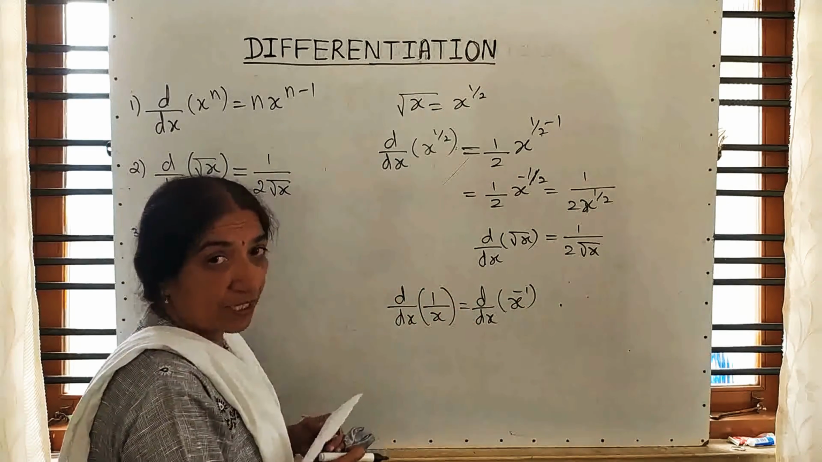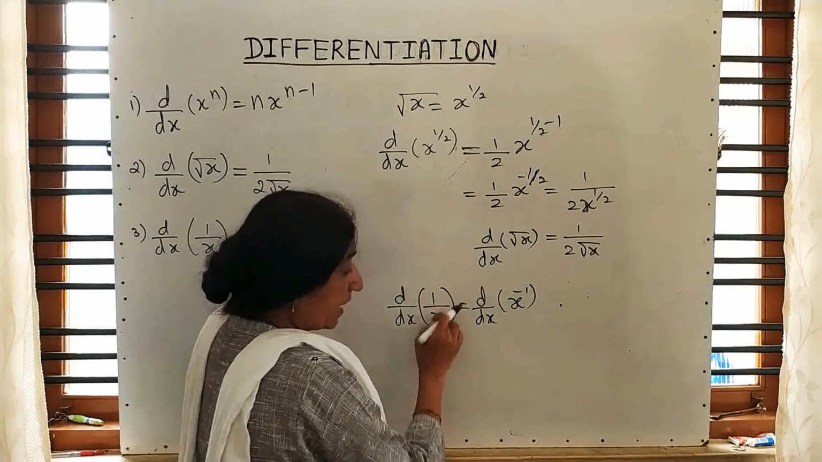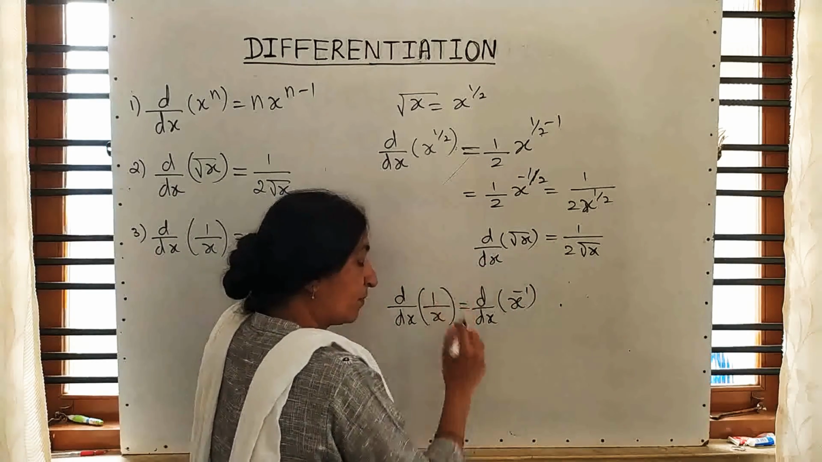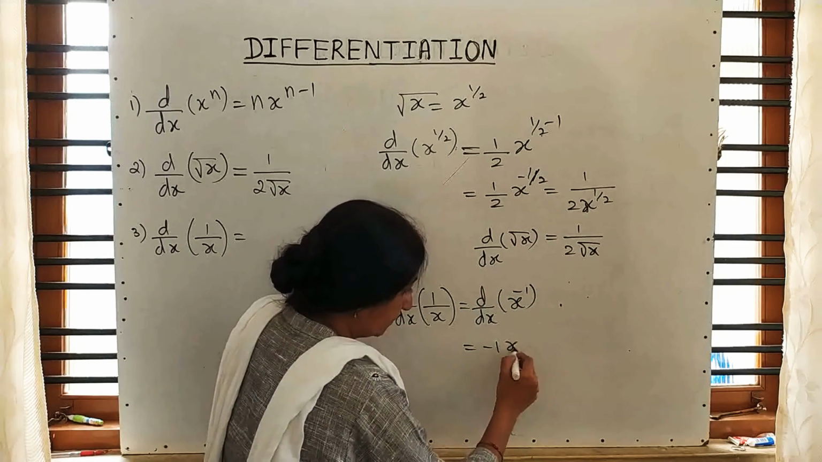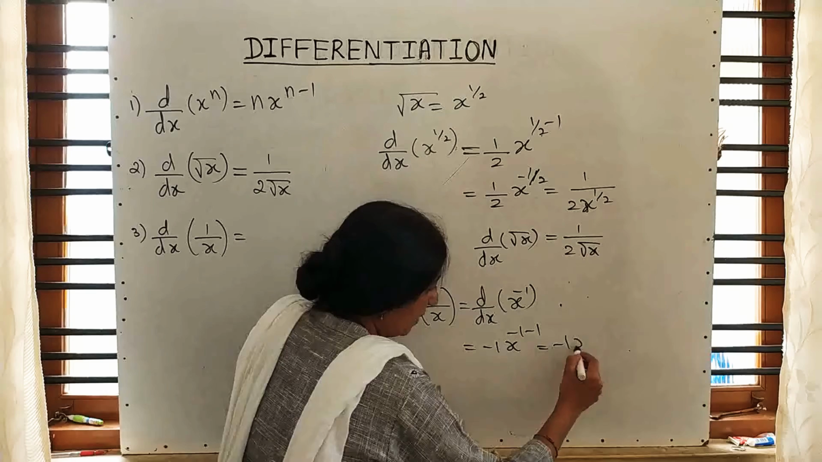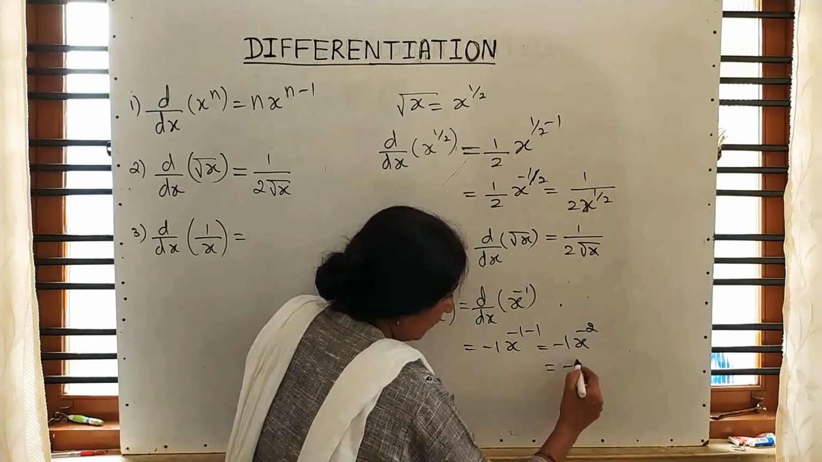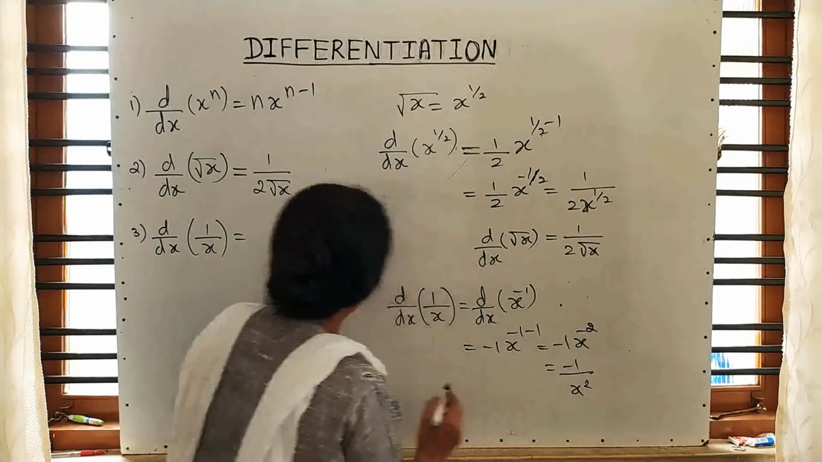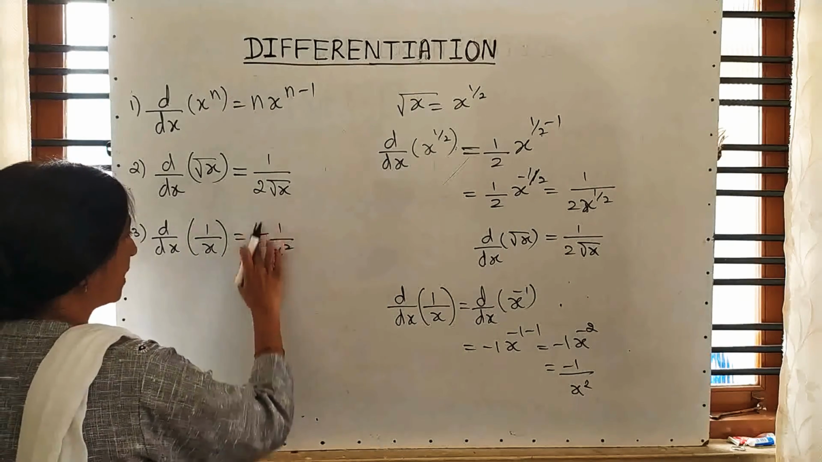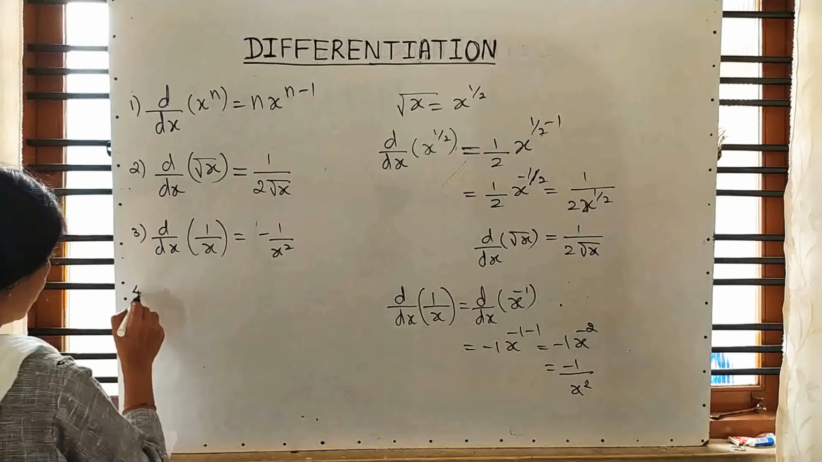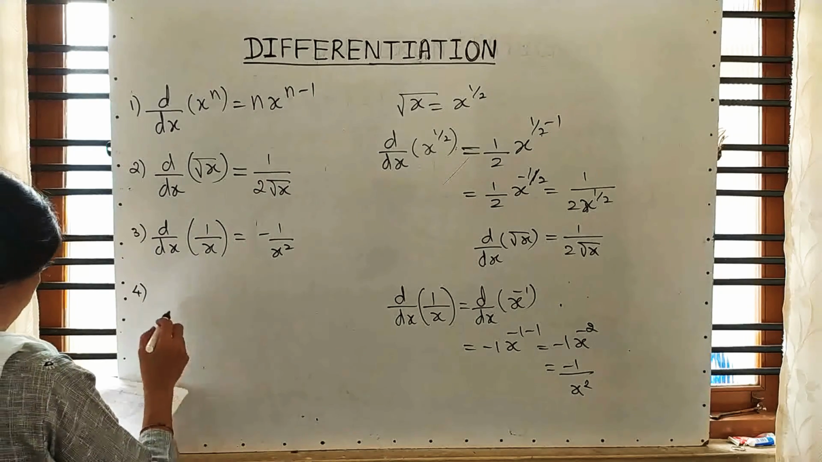You are familiar with indices. When you write 1 by x in the numerator, it is x to the power minus 1. So in place of n, what we have? Minus 1. So it is minus 1 x to the power minus 2. Finally we got minus 1 upon x square. So differentiation of 1 by x is minus 1 by x square. Understood?